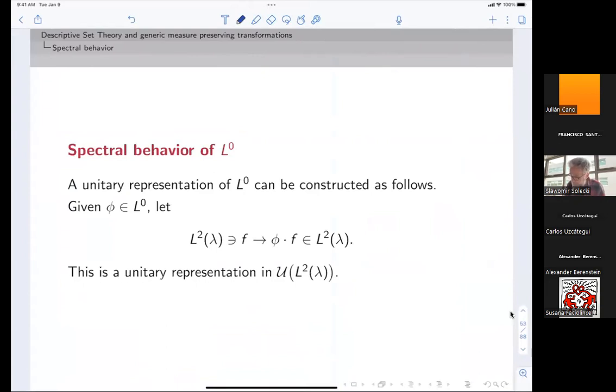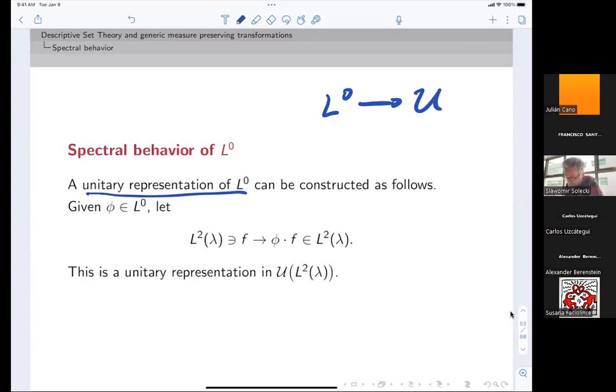And I'll now look at the spectral behavior of L0. So what is that? This was not known. And what one wants to look at, in fact, is unitary representations of L0. So how will we construct the unitary representations of L0? These are continuous homomorphisms from L0 to U. What can they look like?